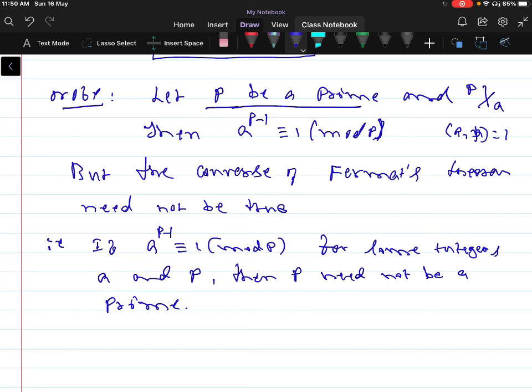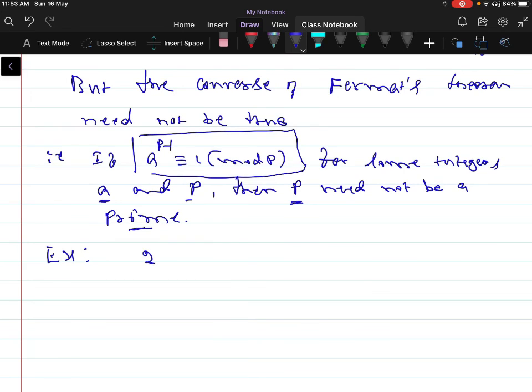So what is the statement of Fermat's theorem? If p is a prime and p does not divide a, then we proved that a power p minus 1 is congruent to 1 modulo p. But the converse of Fermat's theorem is, if a power p minus 1 is congruent to 1 modulo p for some integers a and p, then p need not be a prime.